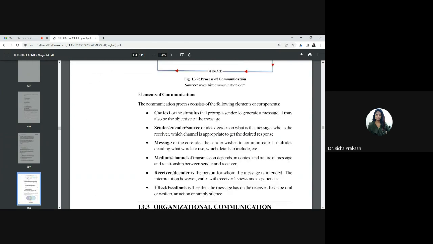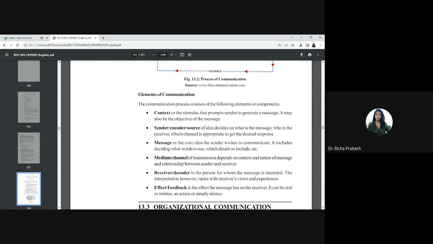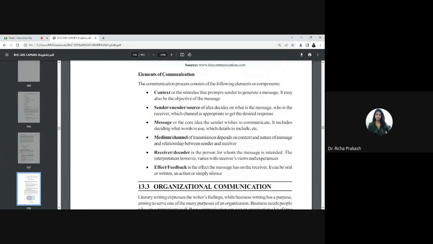Okay, so this is about that: sender, encoding, message, decoding, and receiver, the process of communication. There are lots of elements of communication here. Context होता है, of course there's always a context. किस चीज पे, किस basis पे आप बात कर रहे हैं. There has to be some topic. So that's your context. Sender, encoder, source of ideas.